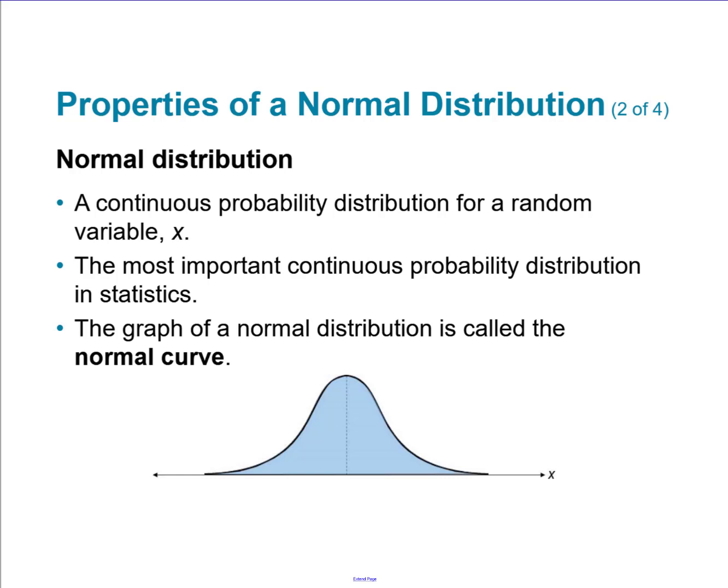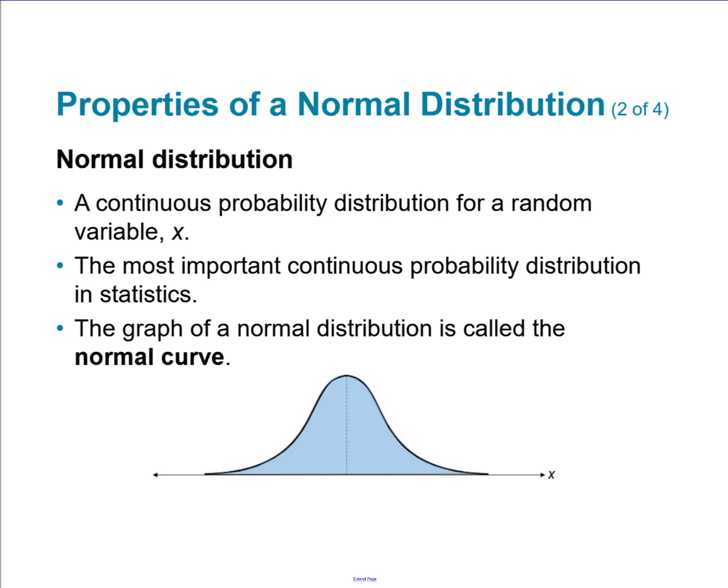So some properties of the normal distribution. The normal distribution is a continuous probability distribution for some random variable. We're going to call this random variable x. Now again, remember, x is just a name. You can call it anything that you want to call it. It doesn't matter. But for our purposes, we're going to always call the normal distribution x.